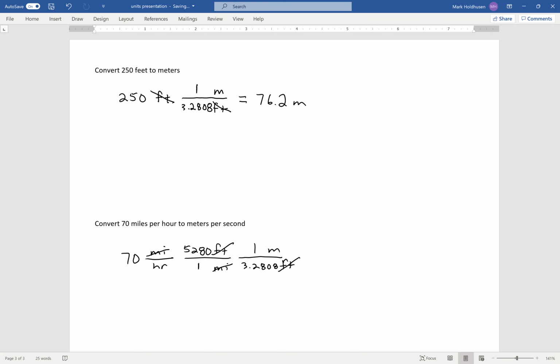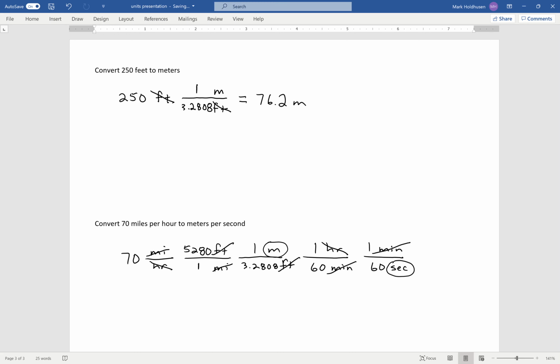Miles cancel, feet cancels. Now I just need to convert hours to seconds. Well, what I know is in every hour, I have 60 minutes. So this hour cancels with this hour, right? Because my hour was in the denominator originally, I want to put it in the numerator here to cancel them. And again, 1 hour equals 60 minutes, so I don't change anything. And then, of course, 1 minute has 60 seconds. So those minutes cancel. And what I'm left with here is meters per second.